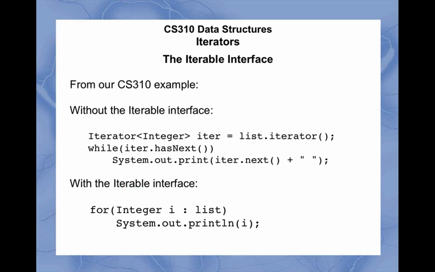So from our 3.10 example, without the Iterable interface, we have this code. This is the example that we looked at before. Iterator<Integer> iter = list.iterator(), and then the while loop. But the Iterable interface makes this very much easier: for (Integer i : list) System.out.println(i). So this is the for-each loop: for each integer i in the collection list, print i.